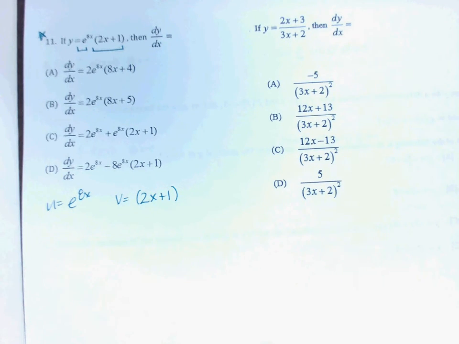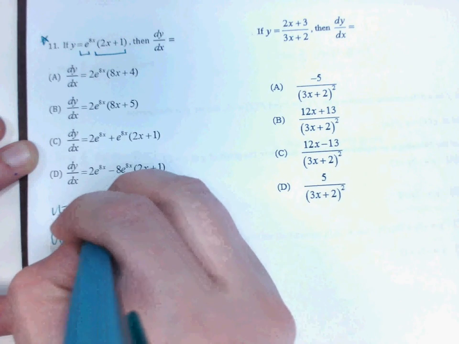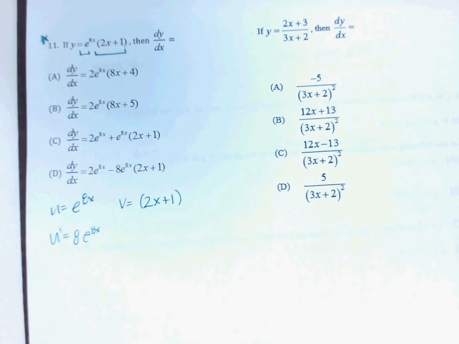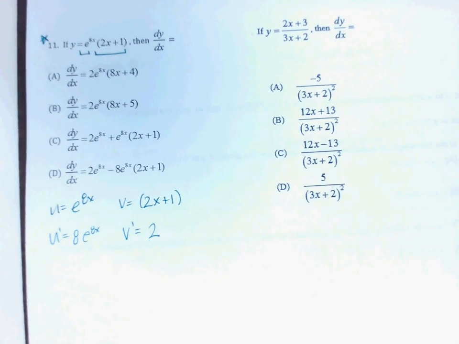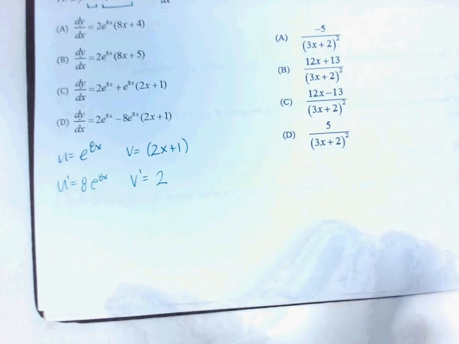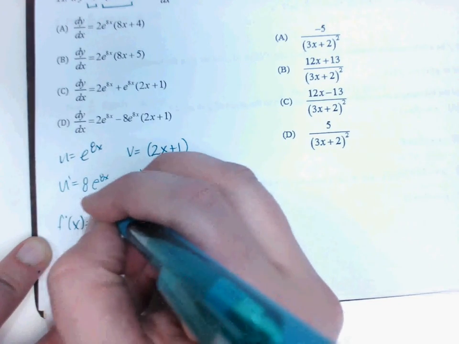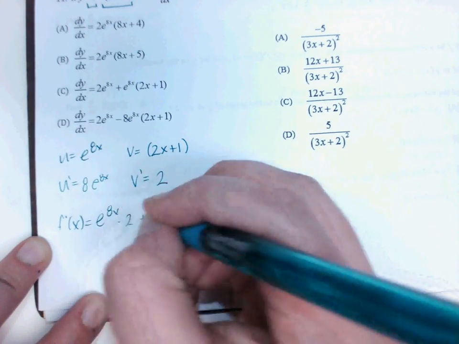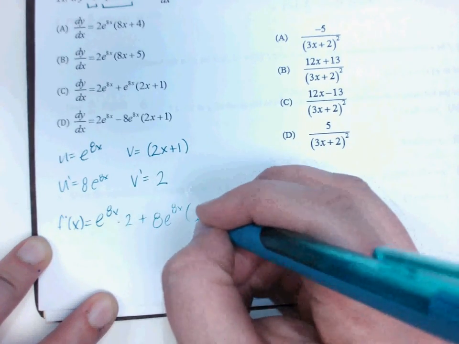Okay, so if u is e to the 8x, what's u prime? E to the 8x times what? 8, because of chain rule, right? Okay, then from there, what's v prime? Derivative of 2x plus 1 is 2. Then for my product rule, I add the products together. So f prime of x is e to the 8x times 2 plus 8e to the 8x times (2x plus 1).